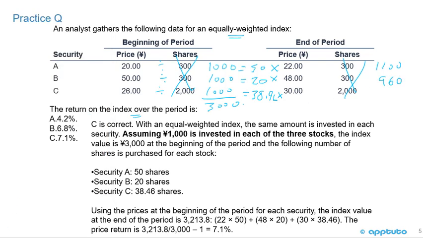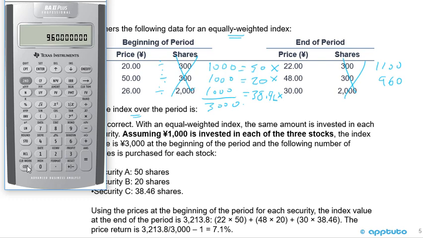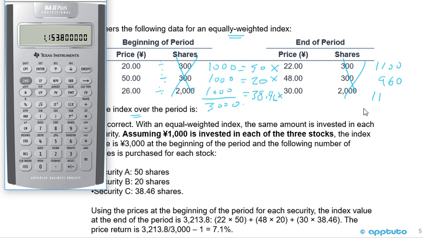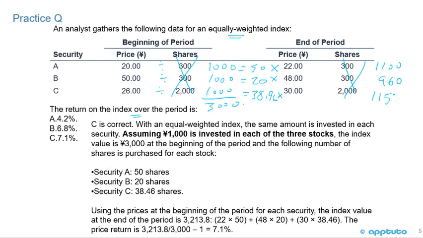And then finally for C, we have to do 38.46 shares, multiply by the 30 ending price, and I'm just going to bring up the calculator again. We're going to get 1153.8. Okay, 1153.8. And now I know I need to add the 3 together.